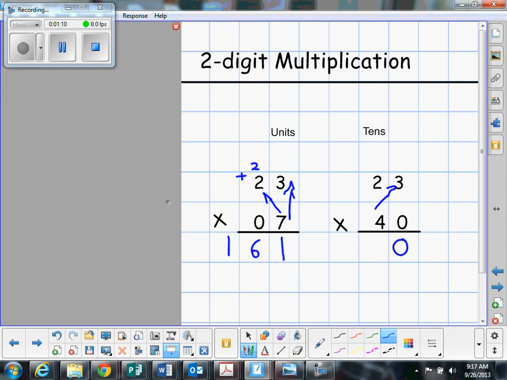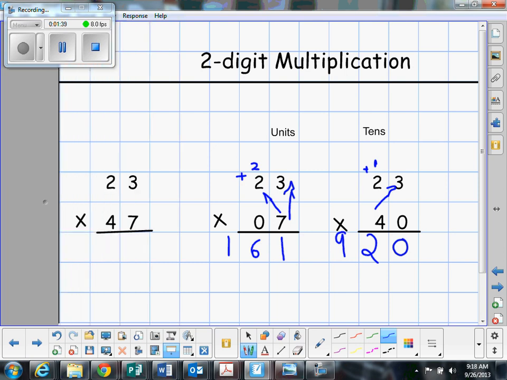4 times 3 is 12. Put the 2 down here, and I have to carry the 1 because it's not really 12. It's 40 times 3, which would be 120. So it must be carried up into the next column. 4 times 3 is 12, carry the 1. 4 times 2 is 8, and then I must add this 1, which is 9. So 40 times 23 is 920, and 7 times 23 is 161.